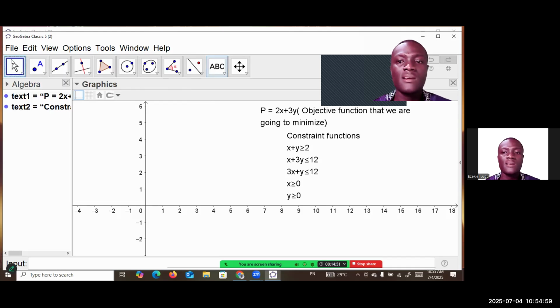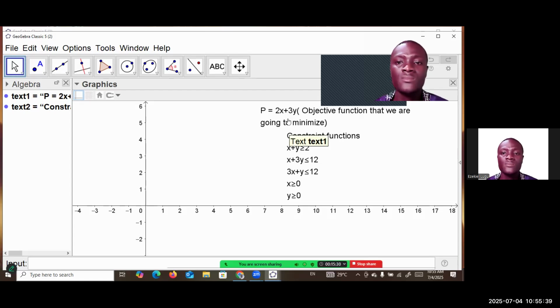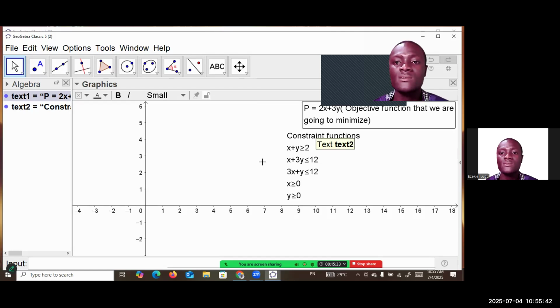So these are the questions we are going to solve. We are going to optimize this objective function, p equals 2x plus 3y, using these constraint functions: x plus y greater or equal to 2, x plus 3y less or equal to 12, 3x plus y less or equal to 12, and x greater or equal to 0, and y also greater or equal to 0.